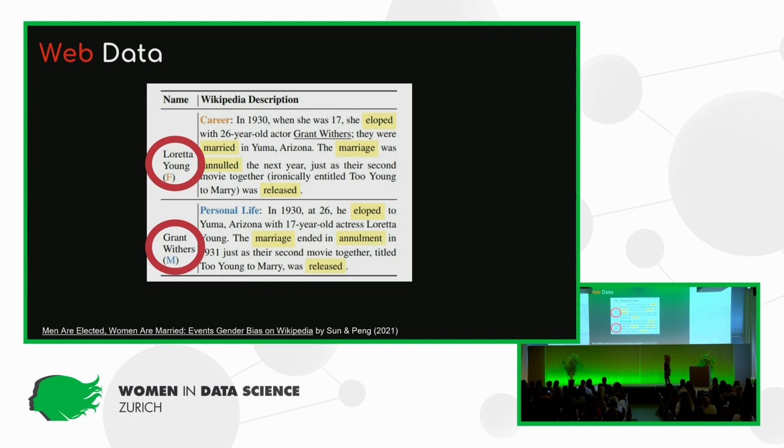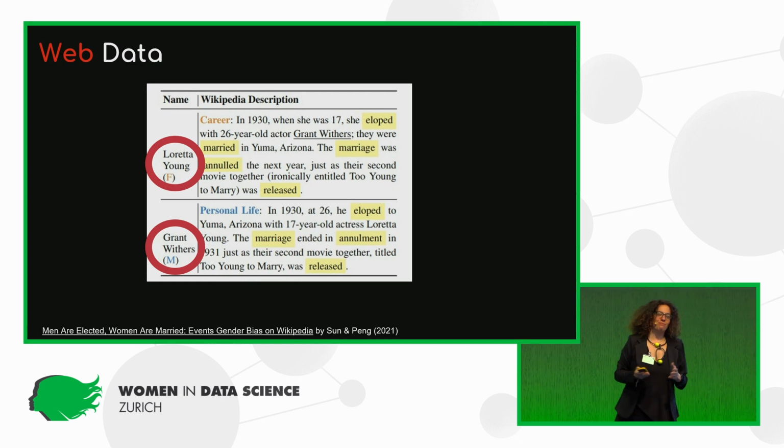Yeah. So the same information is used for Loretta Young in the career part of Wikipedia, and for Grant Withers in the personal life part of Wikipedia. That isn't very good, is it? But why is it so? Well, it's unavoidable that we are all biased, and we just showed it. Yeah, we've just seen it.